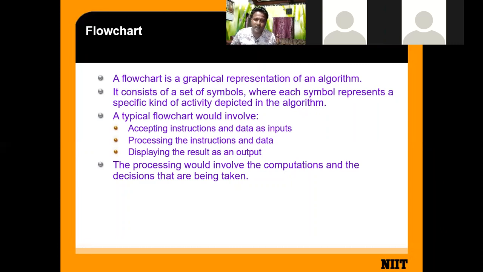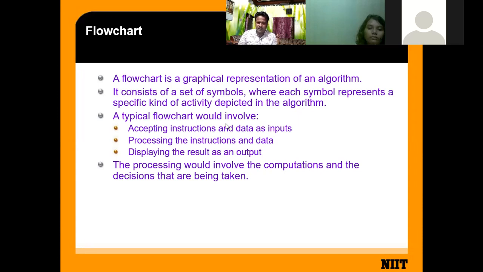In the flowchart, you take an instruction, process the instruction and data, and display the result. The flowchart also follows the IPO cycle. Like your other programming languages and your algorithm, the flowchart also follows the IPO cycle. The processing involves the computation and the decisions that are being taken.